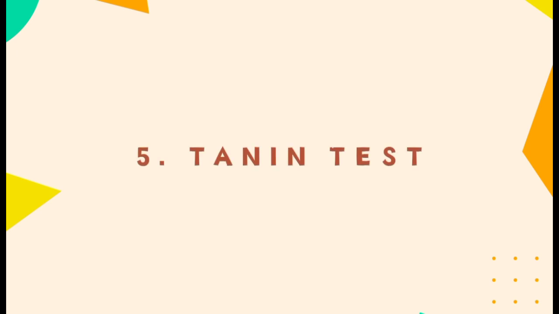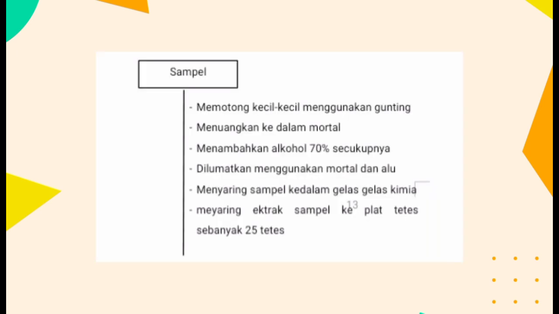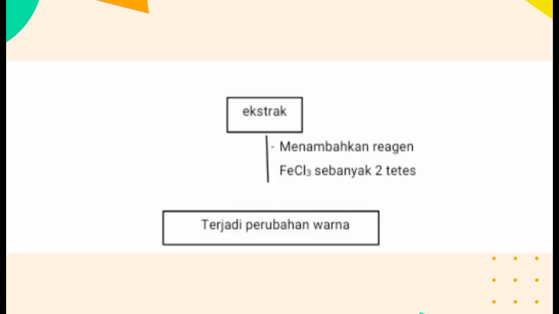The fifth experiment is the tannin test. First, cut the sample into small pieces using scissors. Put the sample into the mortar. Then add 70% alcohol. Then pulverize with a mortar and pestle. Then filter the sample into a beaker. Put 25 drops of the sample extract into the drip plate. Add 2 drops of iron trichloride to the extract. There is a color change.